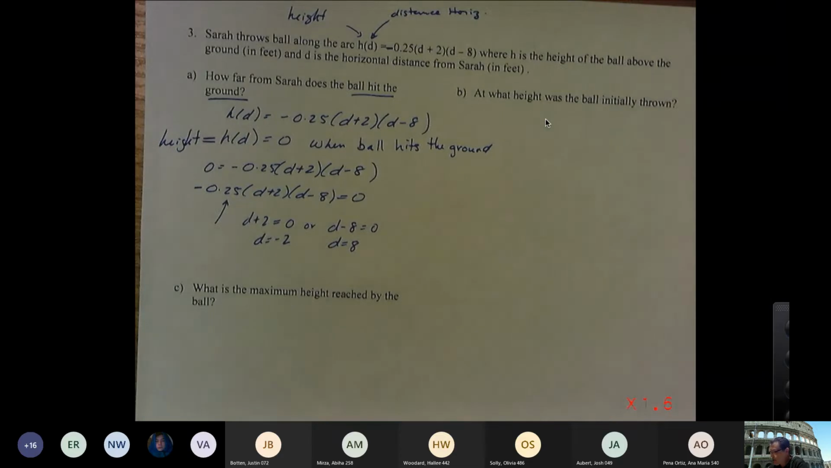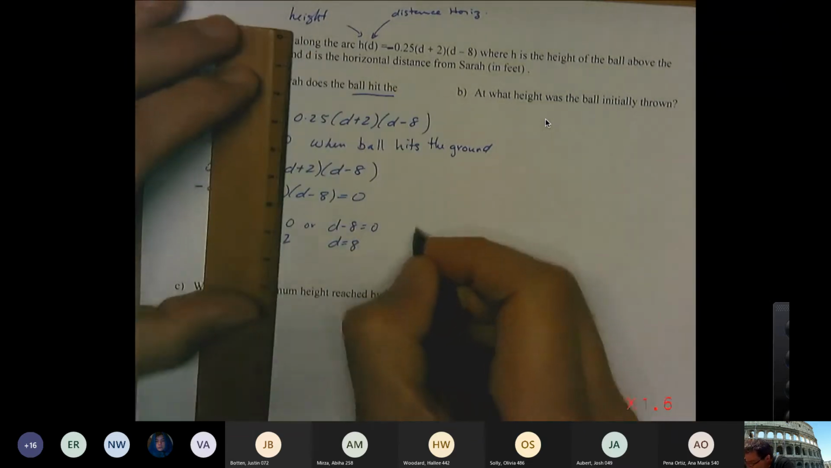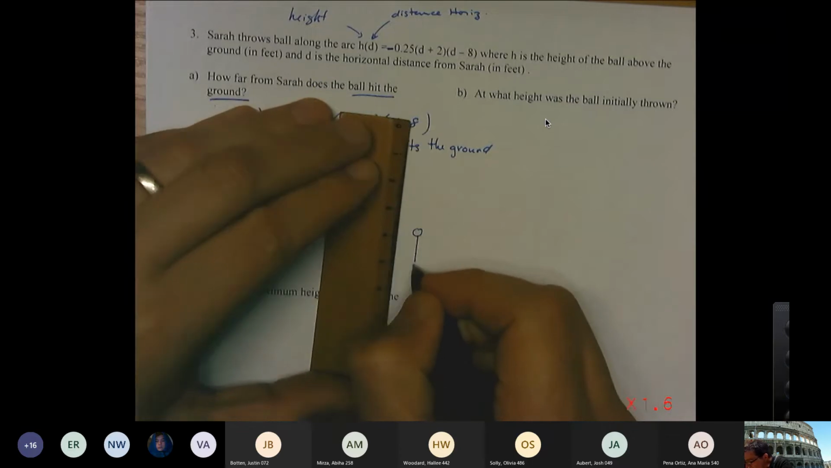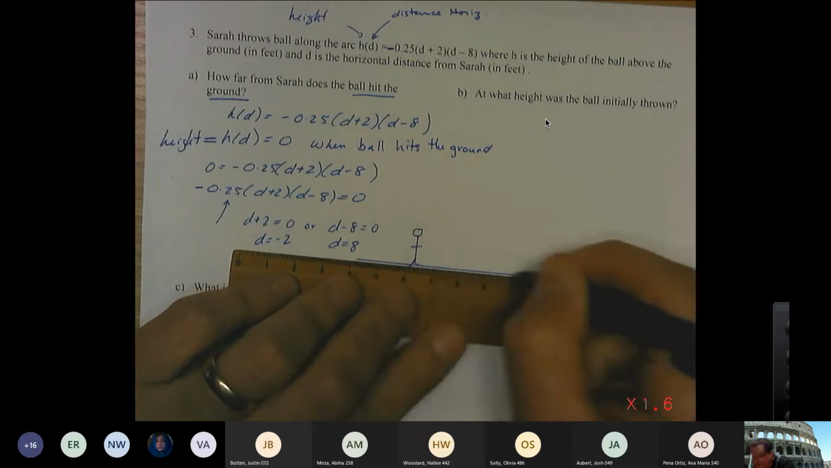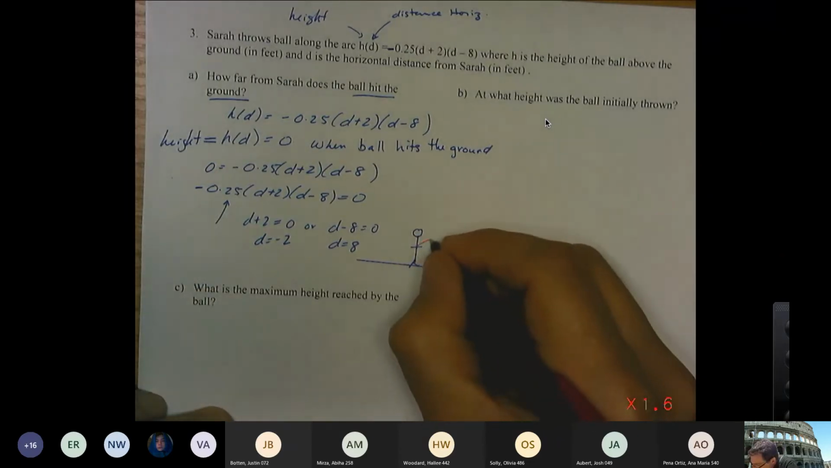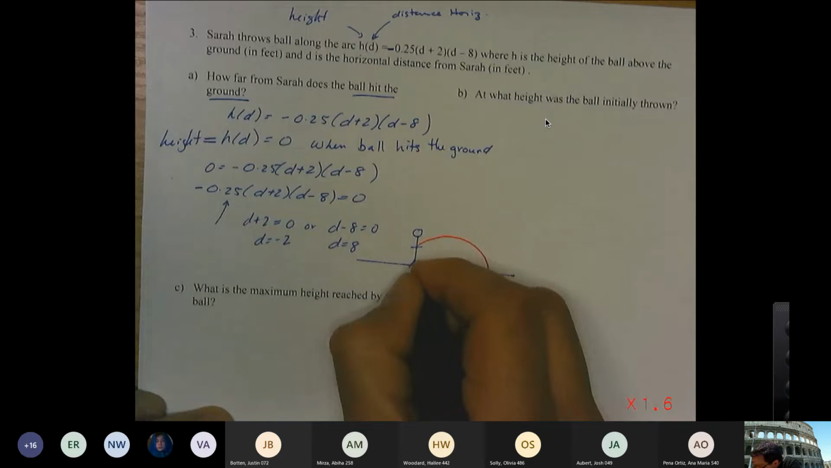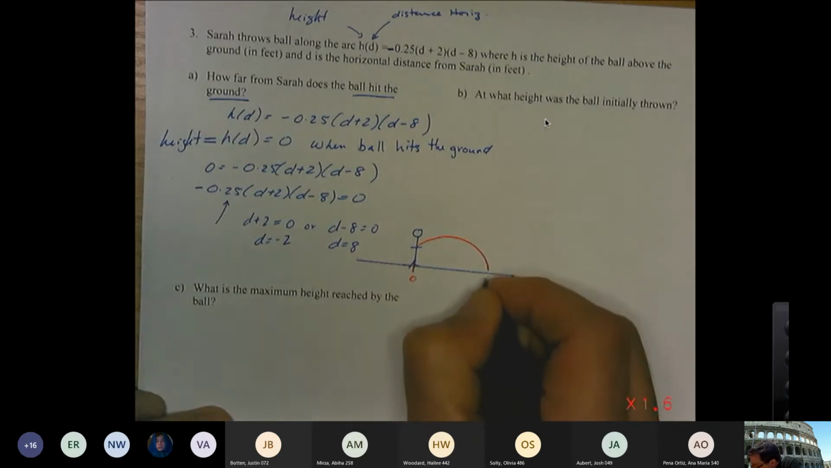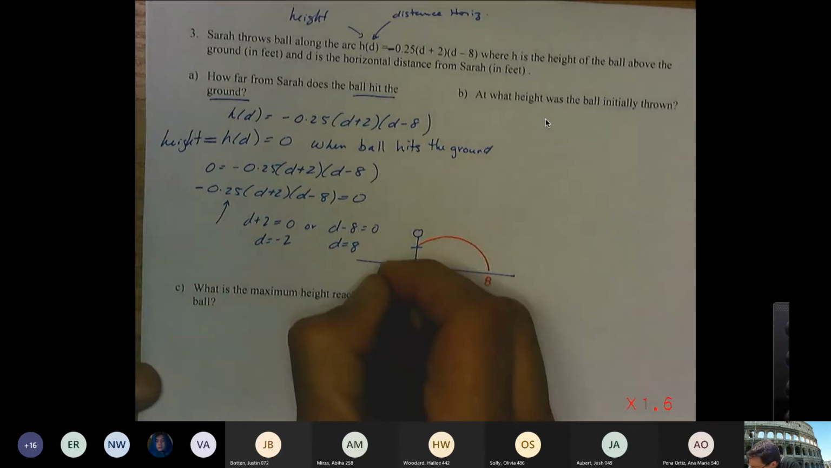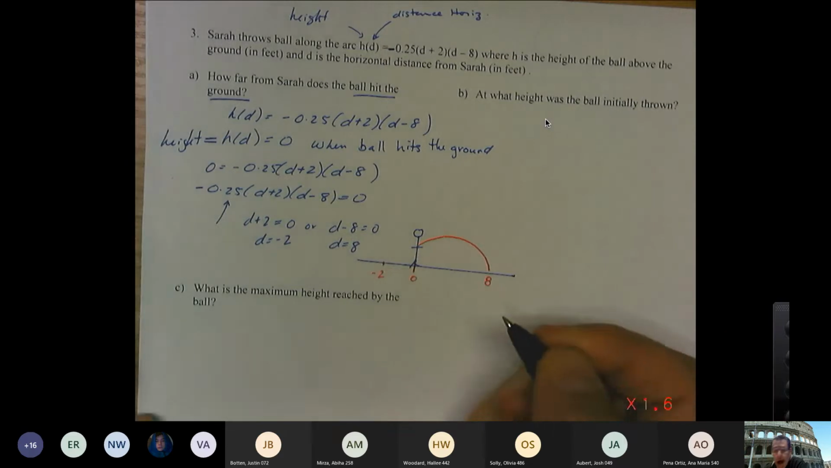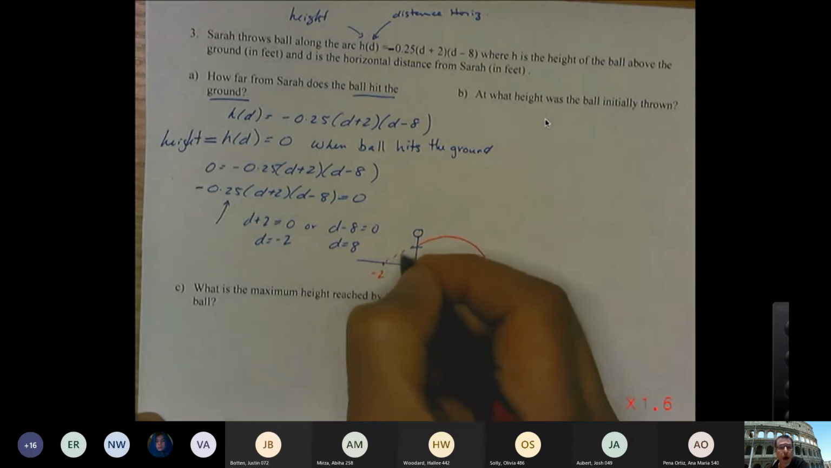That's because this is a parabola that's going to look something like this. We have Sarah standing on the ground, throwing a ball. And that's the arch. And we found out from Sarah being 0, the ball is going to hit the ground at 8 meters away from Sarah. But we also found out mathematically that the parabola has another 0 behind Sarah.